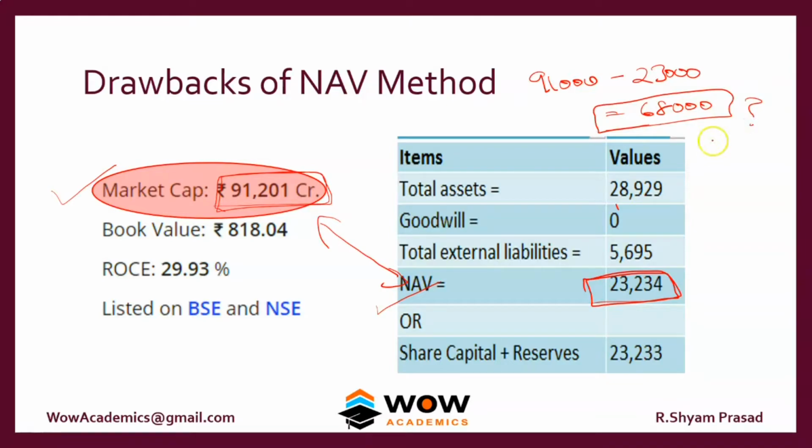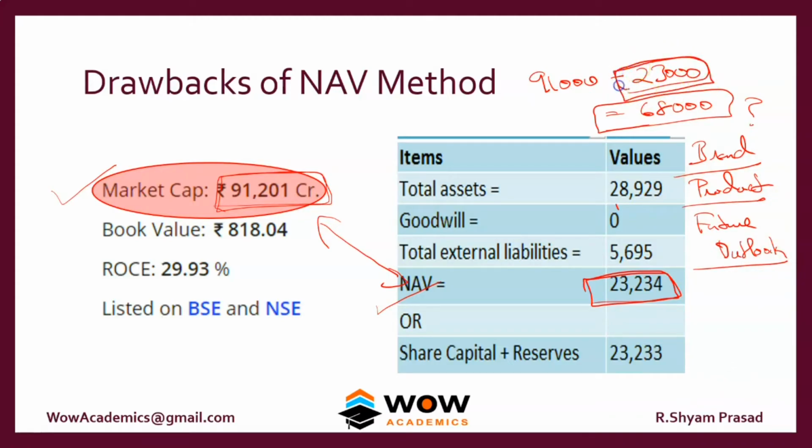The difference here is because of the brand, the product, and the future outlook. Okay, so none of these things are considered in the 23,000. The 23,000 is only for the assets, but for the company as a running company, the market is giving it a value of 91,000. If you even check in reality, I think like 95% of the companies which are trading will have more value than the NAV. Okay, so that is how NAV methods are.